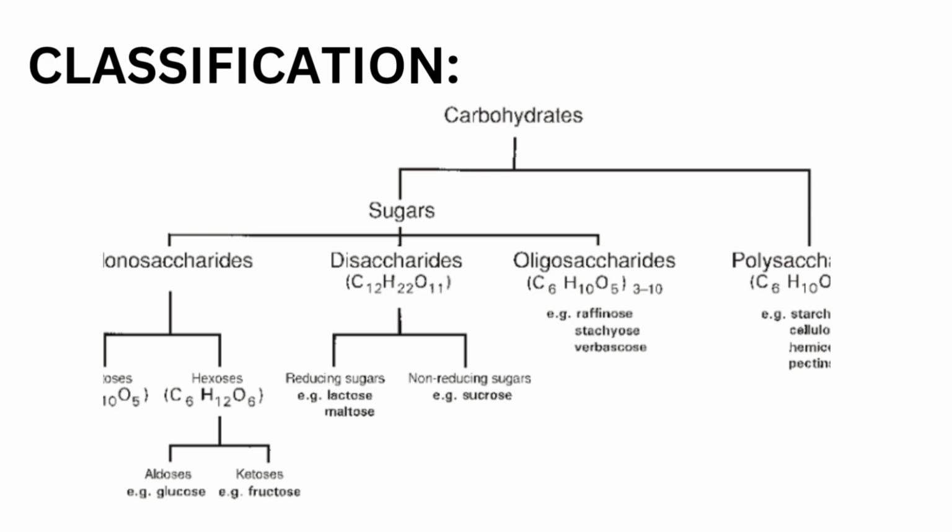Now let's move to the classification. Carbohydrates are classified based on their chemical complexity and number of sugar units. They are divided into simple carbohydrates and complex carbohydrates. Simple carbohydrates include monosaccharides and disaccharides, while complex carbohydrates include polysaccharides.